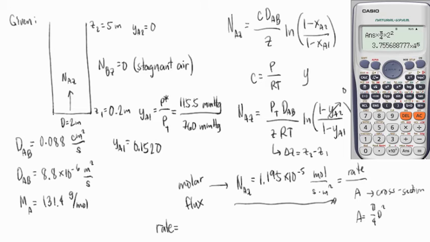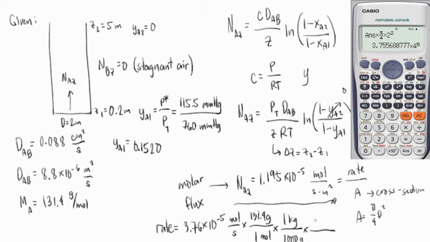Our rate of transfer is 3.76 times 10 raised to negative 5 moles per second. Since our rate now has units of moles per second, we simply have to convert that to kilograms per day in order for us to determine if we are still within the allowable limit. Converting moles to kilograms, our molecular weight is given. So we have 131.4 grams of TCE per mole. And then we simply convert from grams to kilograms. And then we will be converting from seconds to days.